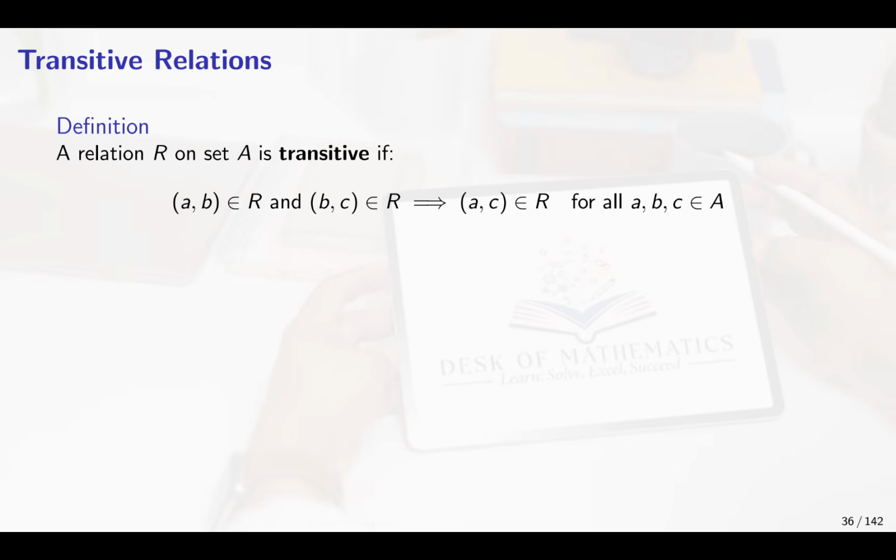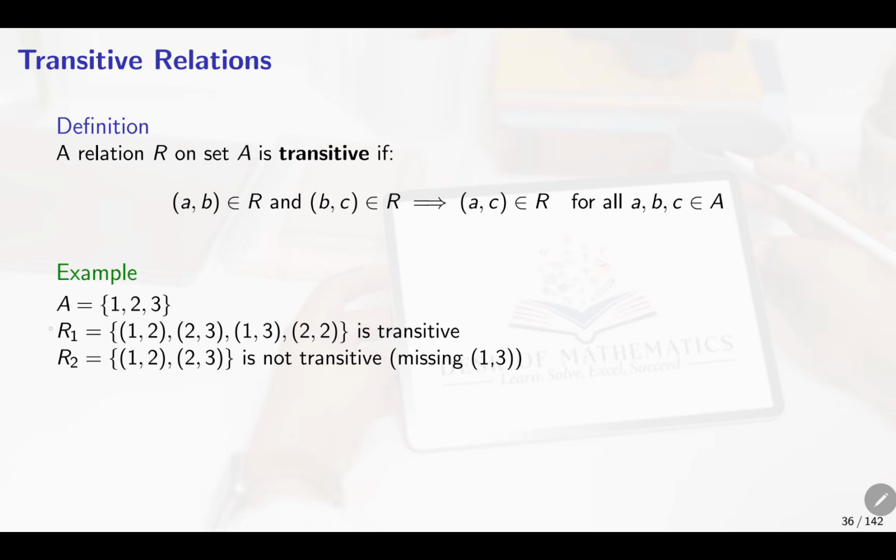Okay, so now transitive. A relation is said to be transitive if (a, b) is there and (b, c) is there, then a and c will also be related to each other. For example, here in R1, (1, 2) is there, (2, 3) is there, so (1, 3) should be there. Yes, you can check, it is there.